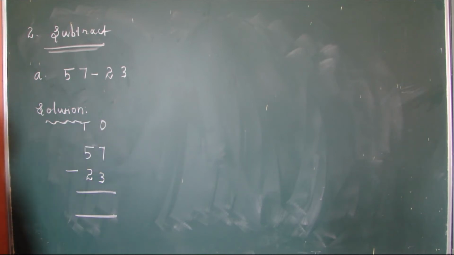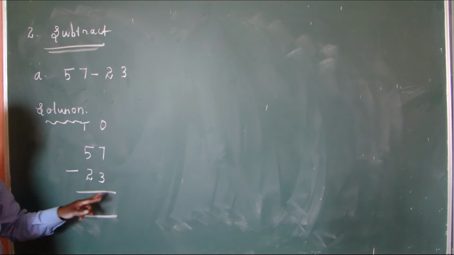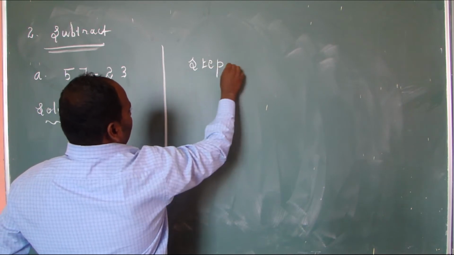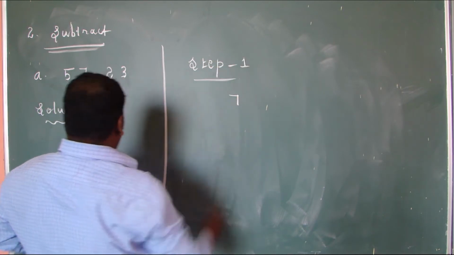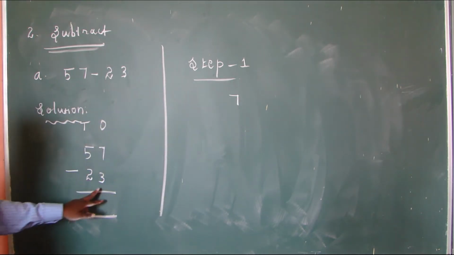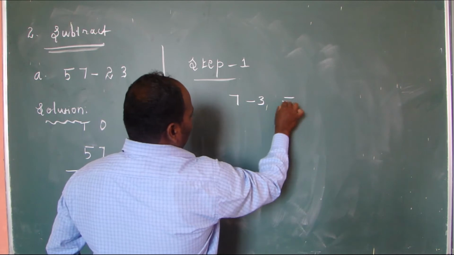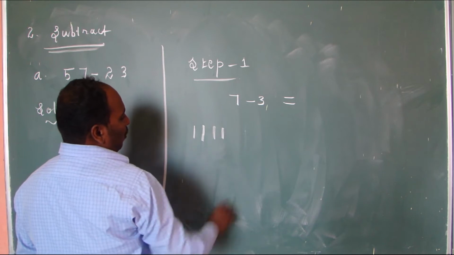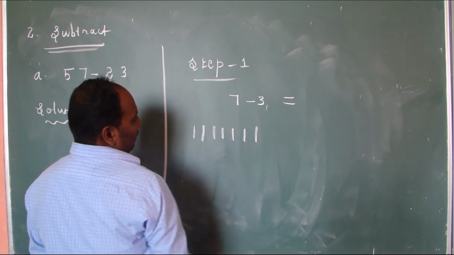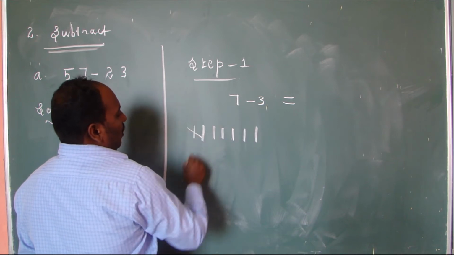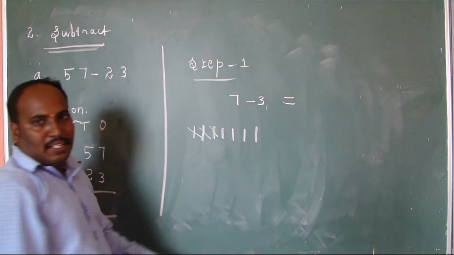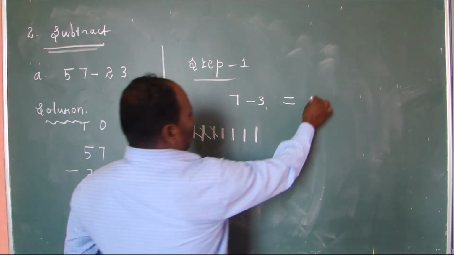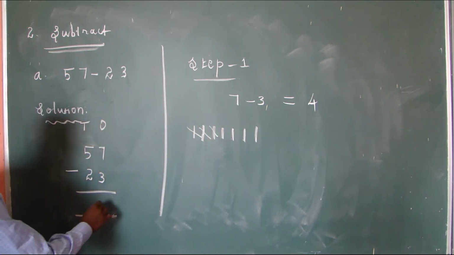Ones, tens. Step 1, 7 minus 3. Ones place 7 minus 3 is equal to, we draw the lines 1, 2, 3, 4, 5, 6, 7. We cancel 3 lines, 1, 2, 3. Remaining 1, 2, 3, 4. Remaining 4. So 7 minus 3 is equal to 4.